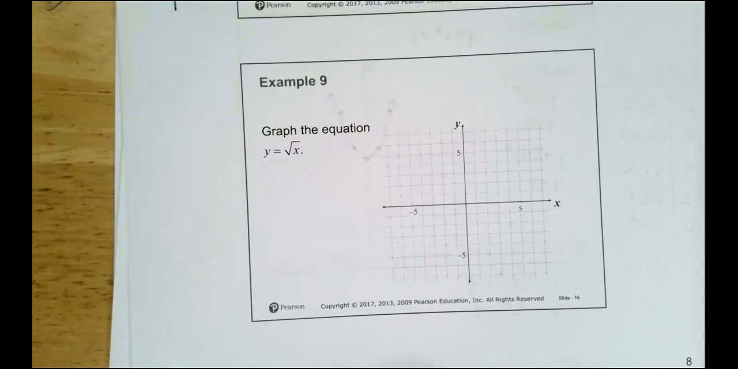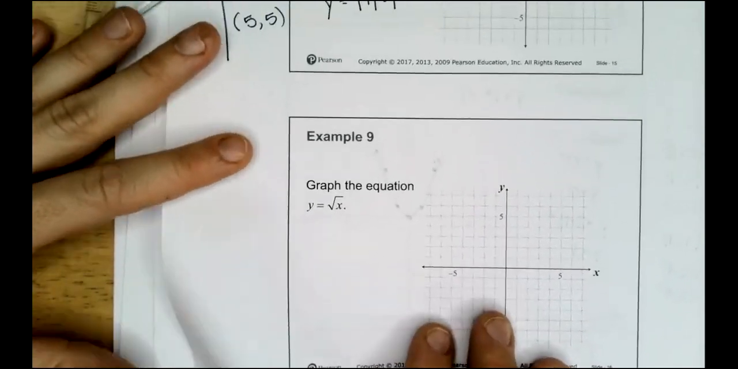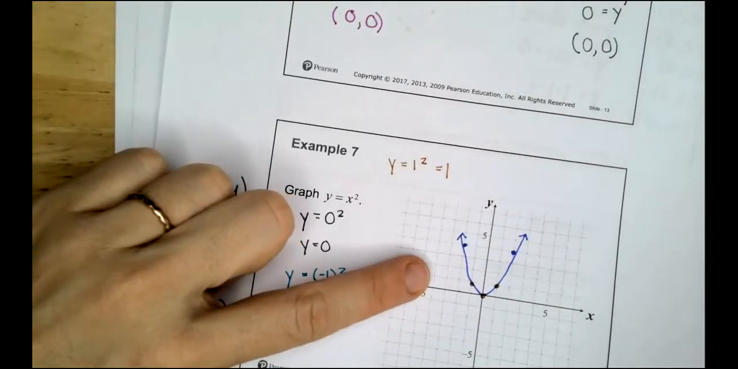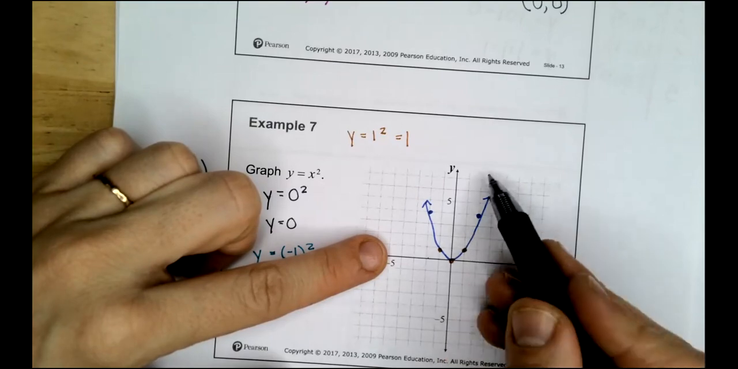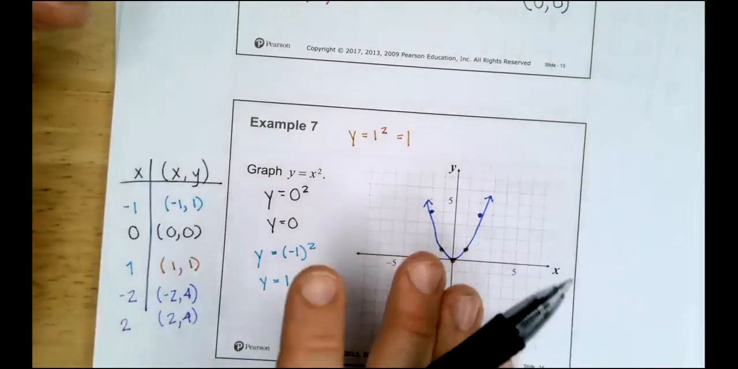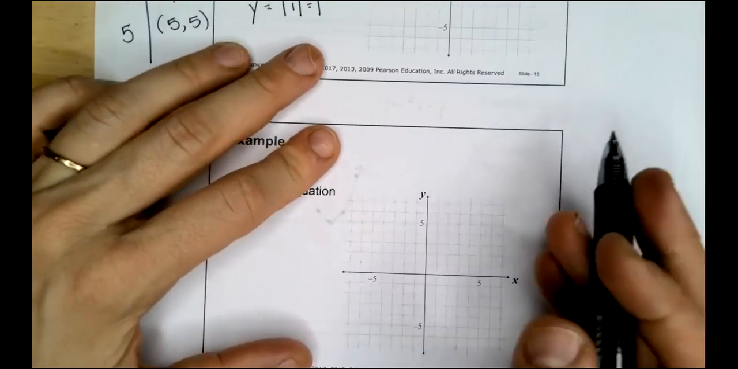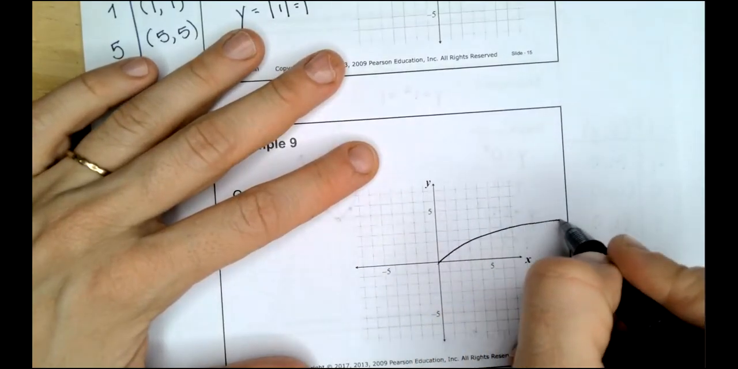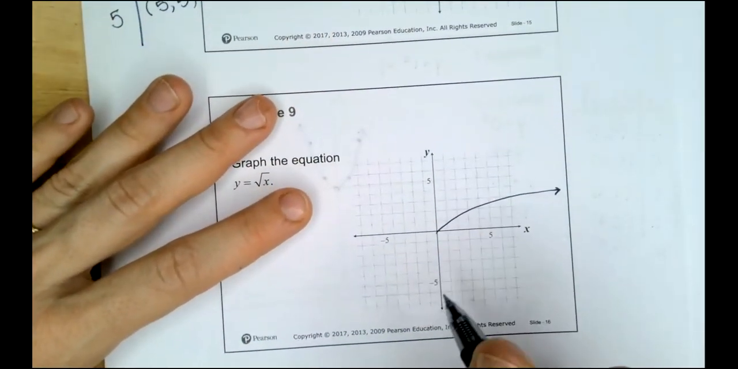Our last example is y is the square root of x. This one's harder to just picture in your head because we're taking the square root of a number, right? Squaring a number makes it grow really, really fast. So for every x, we leap up in y, right? But the square root is actually going to make a shape more like this.